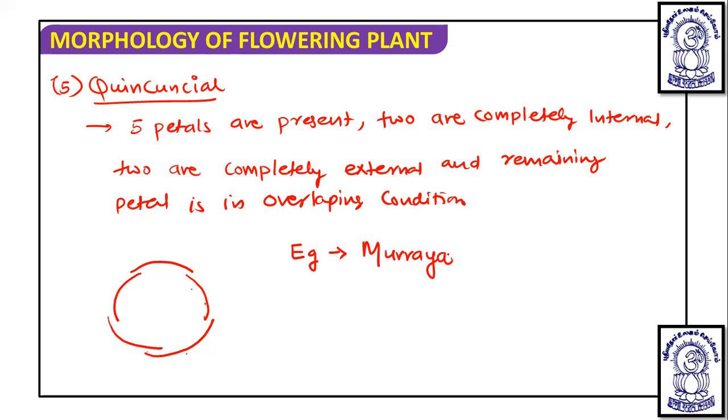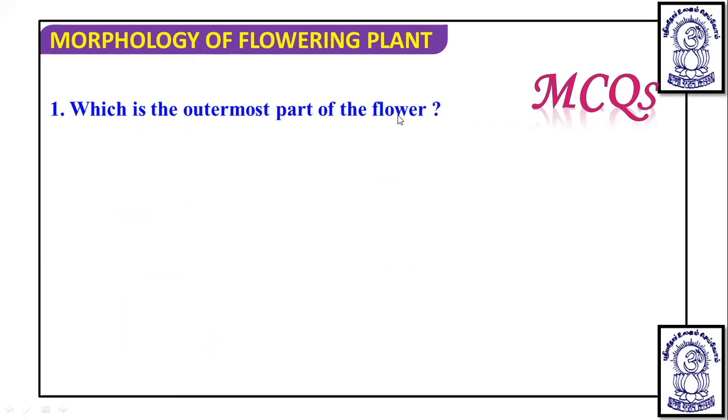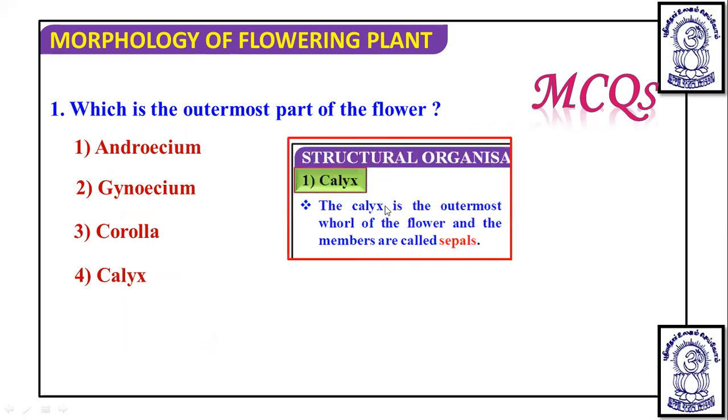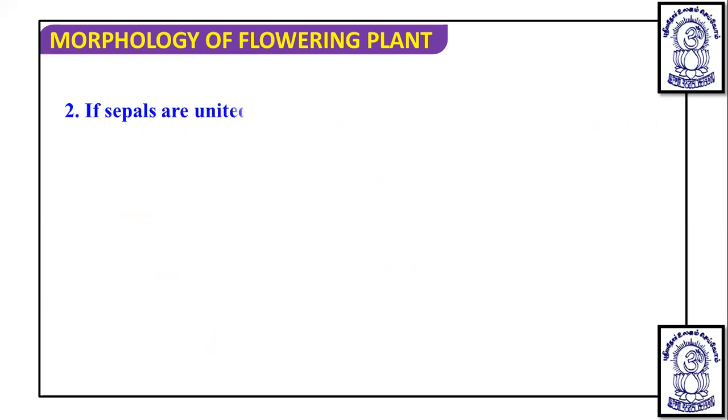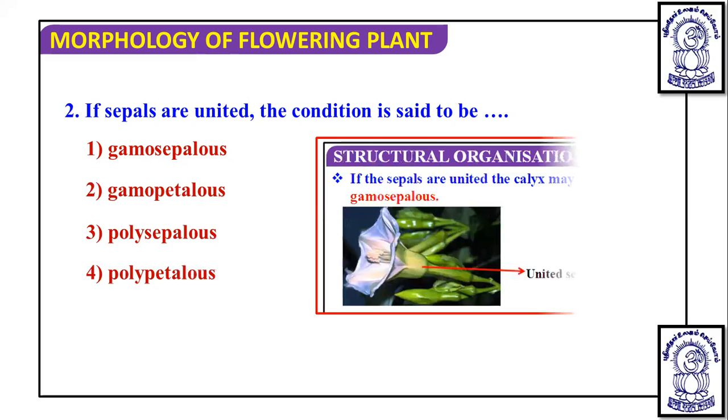Okay, so this is the initial condition. So let's talk about some MCQs. Which is the outermost part of the flower? Dear students, you know that the calyx is the outermost part of the flower and it is the outermost whorl. So calyx, which is a group of sepals, becomes the answer. If sepals are united, the condition is said to be gamosepalous. For the united condition, the word gamo is used, and here with sepals, the term is going to be gamosepalous.